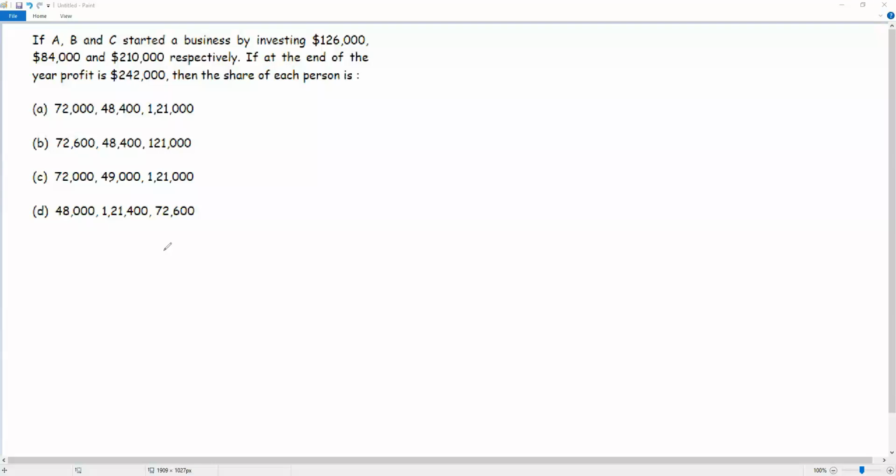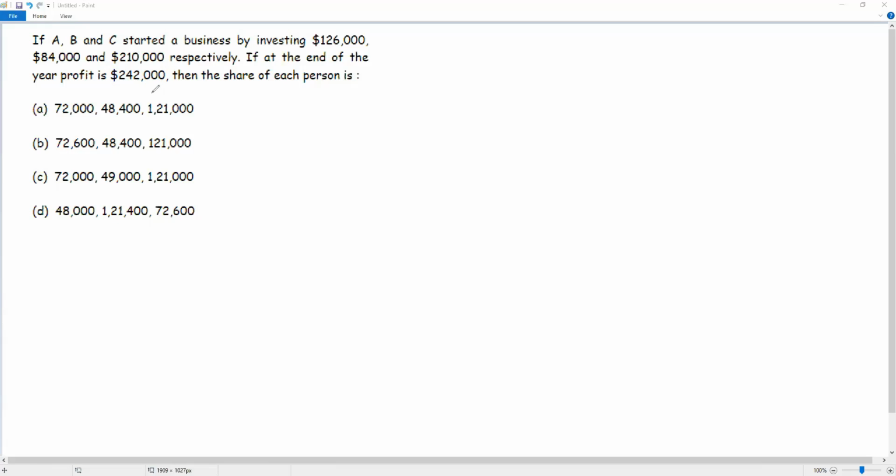If A, B, and C started a business by investing $126,000, $84,000, and $210,000 respectively. So the investment of A is $126,000, B is $84,000, and C is $210,000. At the end of the year, the profit is $242,000. Then what is the share of each person?